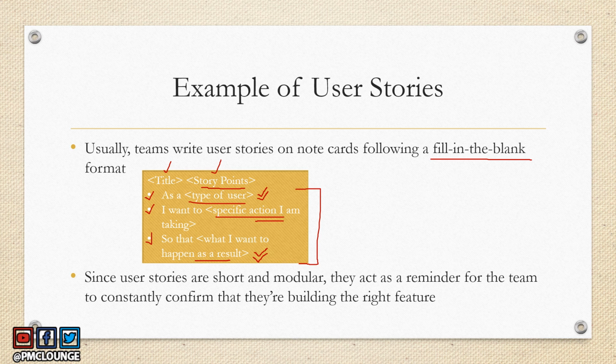Now, since these stories are short and modular, they act as a reminder for the team to constantly confirm that they are building the right feature. You cannot just allow your hotel to take bookings from different websites and then not update your backend, right? That is something which was mentioned in the third point here. So when the Scrum team reads user stories again and again, they are basically confirming that they are building the right feature. They are building something that the customer wants, that the user wants.